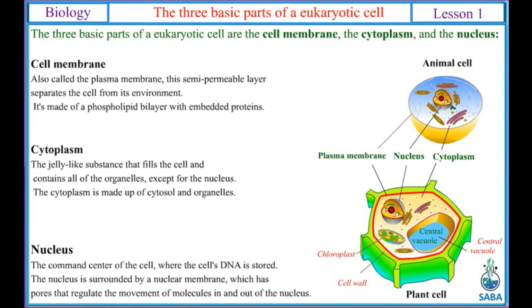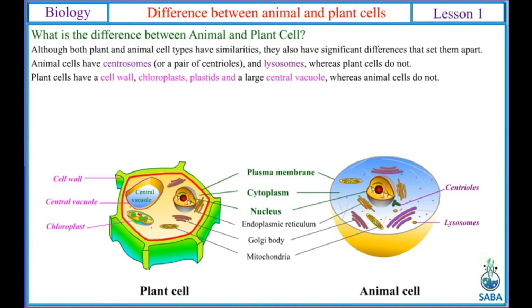Cytoplasm, the jelly-like substance that fills the cell and contains all the organelles except for the nucleus. The cytoplasm is made of cytosol and organelles. Nucleus, the command center of the cell where the cell's DNA is stored. The nucleus is surrounded by a nuclear membrane which has pores that regulate the movement of molecules in and out of the nucleus. What is the difference between animal and plant cells?